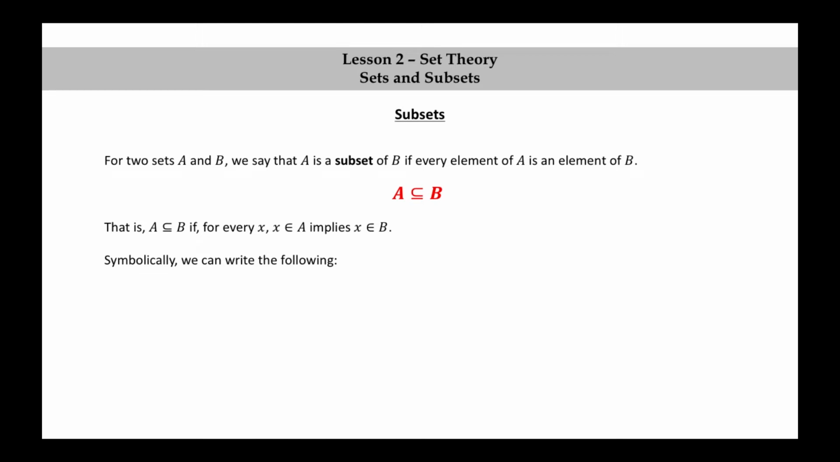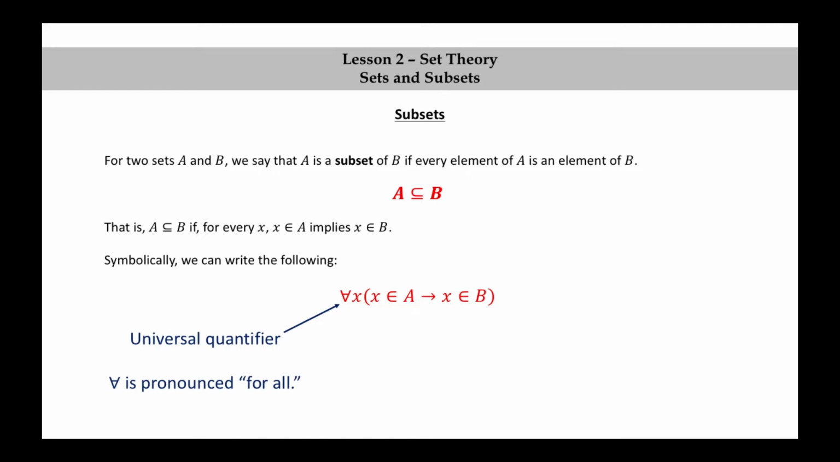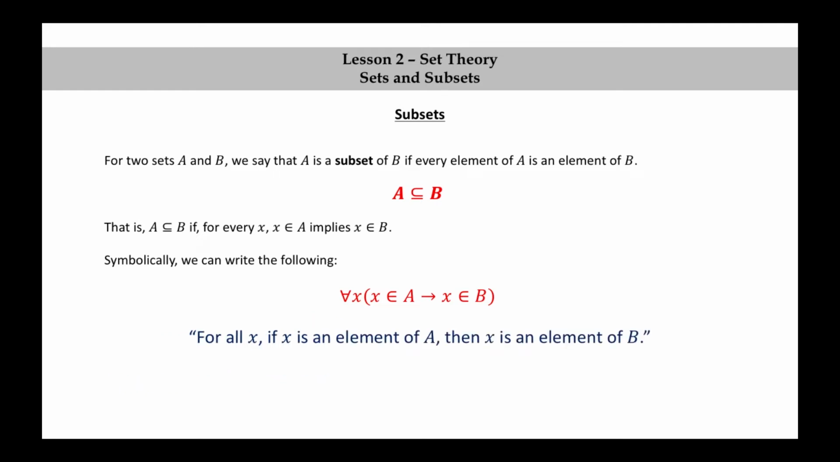Symbolically, we can write the following. This upside down A here is called a universal quantifier. It's pronounced for all. So this whole statement can be read for all x, if x is an element of A, then x is an element of B.